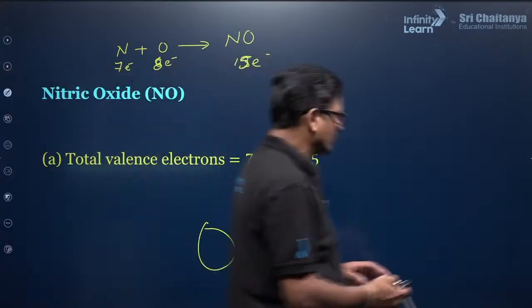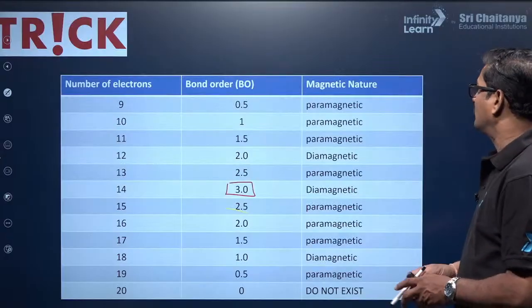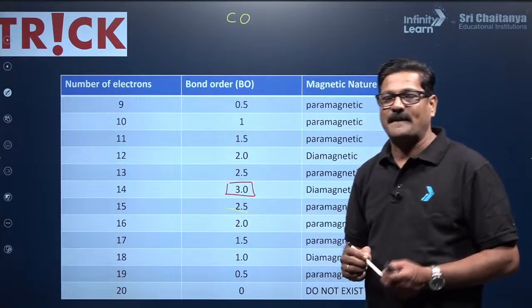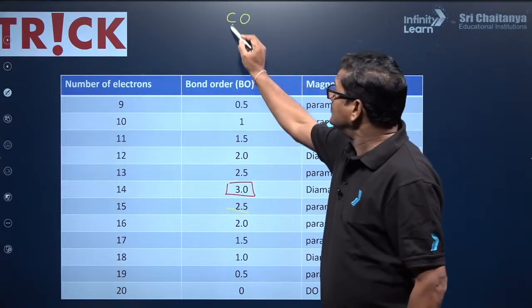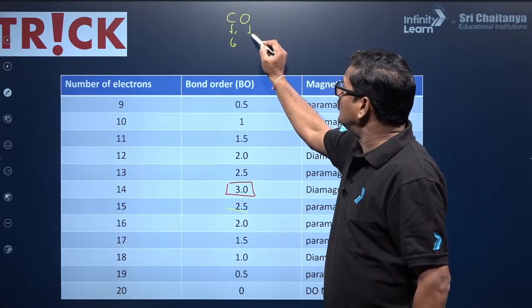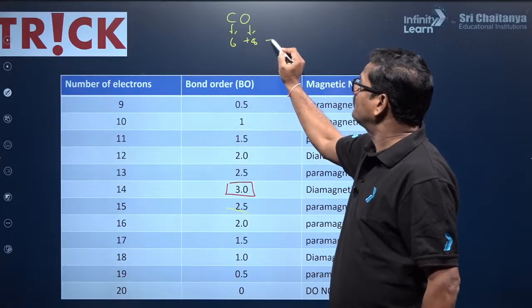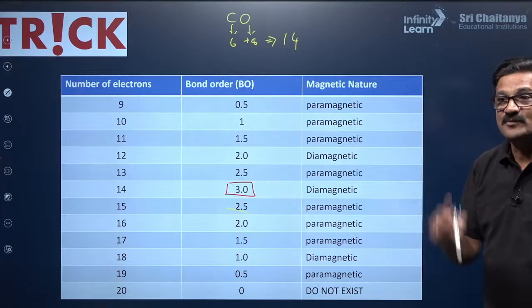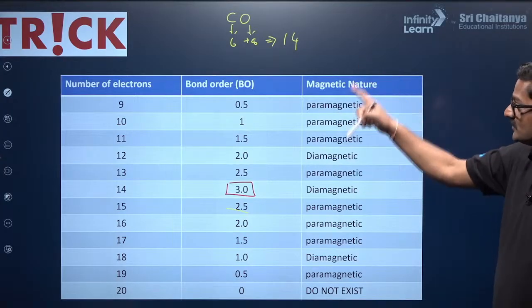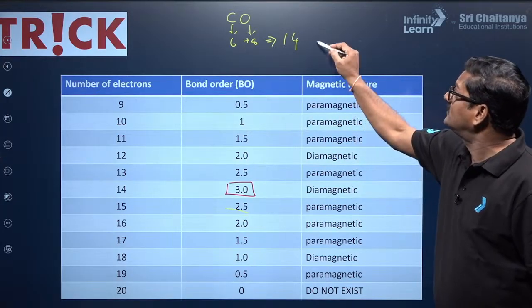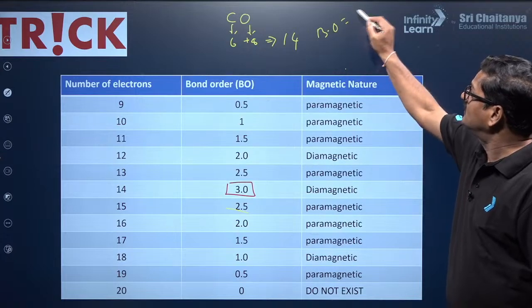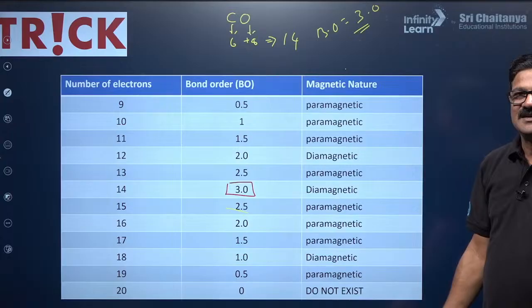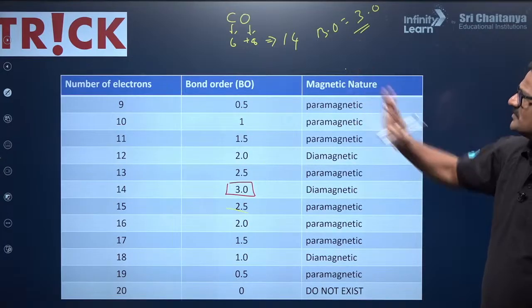Fine. Or I want to say carbon monoxide. How do you do it for carbon monoxide? Let us talk about carbon monoxide. Heteroatomic or homoatomic, doesn't matter. It is going to be 6 electrons and 8 electrons. You are going to get 14 electrons, you know? When you have 14 electrons, the bond order is going to be 3.0, you can say, right? So, like that you can have various types of calculations.